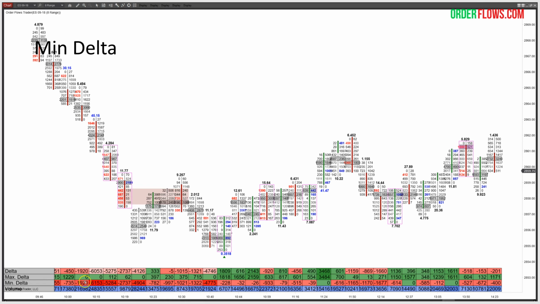Negative 1920 was the min delta, and max delta was 0. Next bar, min delta is minus 6153. Final delta is minus 6053. Max delta is 0. The next bar, min delta minus 5284, max delta 112, and minus 5275 is the, or sorry, the final delta. And again, next bar 2737, which is the final delta, and that's what your min delta was. So as this market is just getting slammed, it's all aggressive selling for the most part, and strong numbers, 6,000, 5,000, as the market starts selling off.